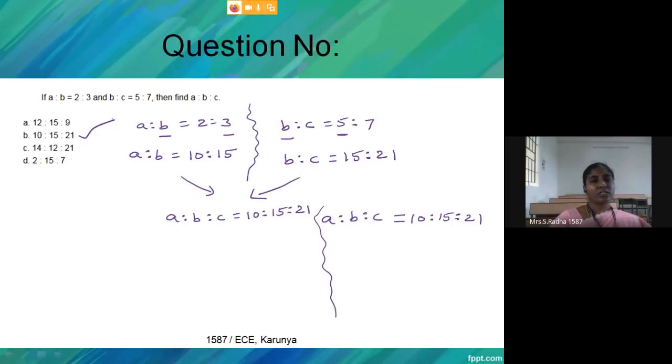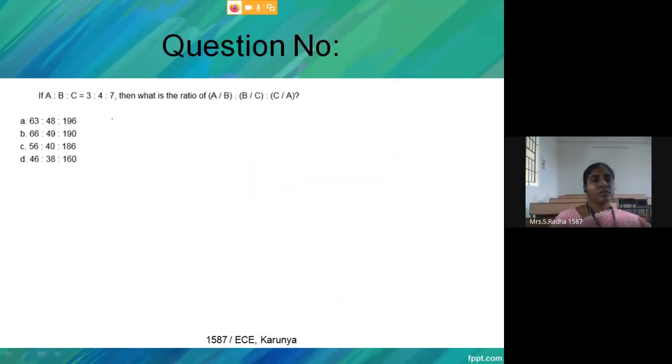Now I am going to the next problem. If A is to B is to C equal to 3 is to 4 is to 7, what is the ratio of A by B, B by C and C by A? Okay, so what is the ratio of this? Again I will take X as the basic quantity.